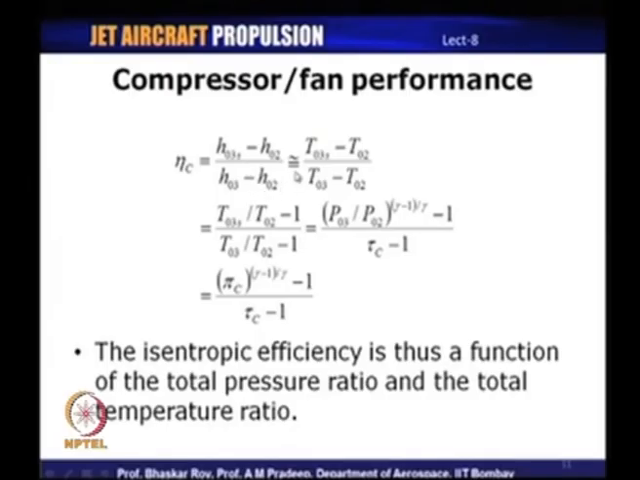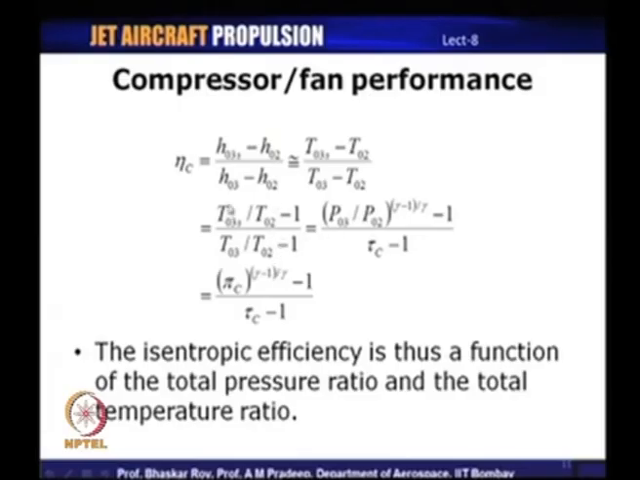So, based on this, if we define the compressor efficiency, we have h03s minus h02 divided by h03 minus h02, which can be approximated, assuming that the specific heat at constant pressure is a constant, as T03s minus T02 divided by T03 minus T02. Let us simplify this now. We can express this as temperature ratios: T03s divided by T02 minus 1, divided by T03 divided by T02 minus 1.